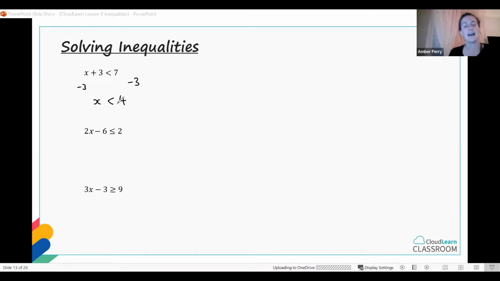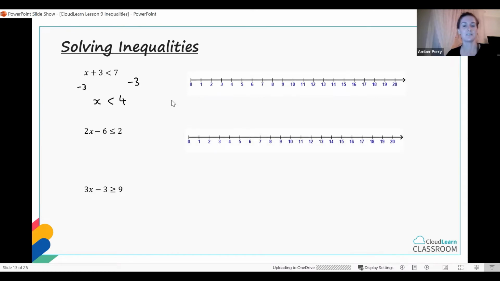And in exams, especially in the foundation tier exams, you'd quite often then be asked to represent that on a number line. So there's your number line. X is less than 4. You'd have to draw an open circle above 4. And then in the less than direction, you'd put an arrow there.